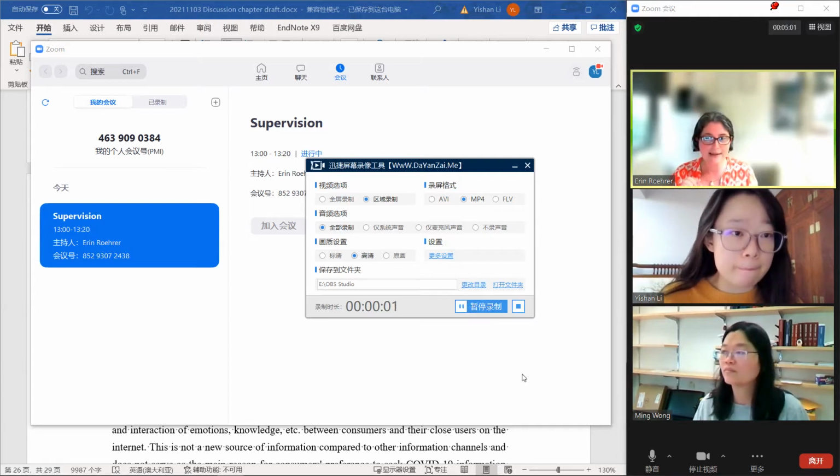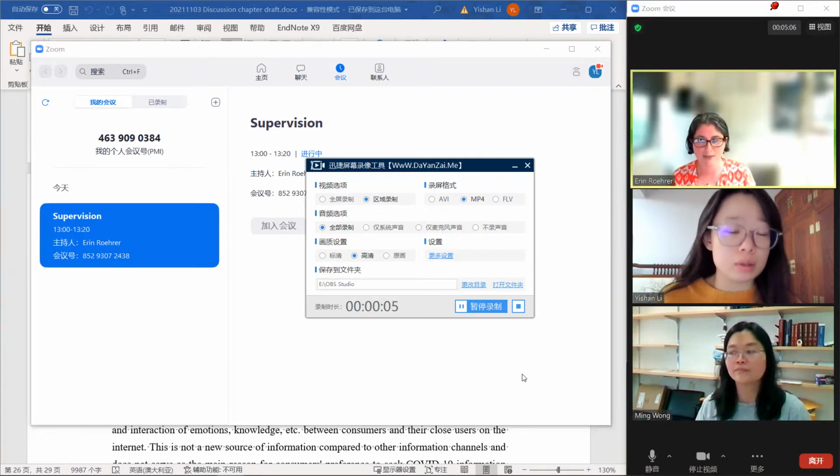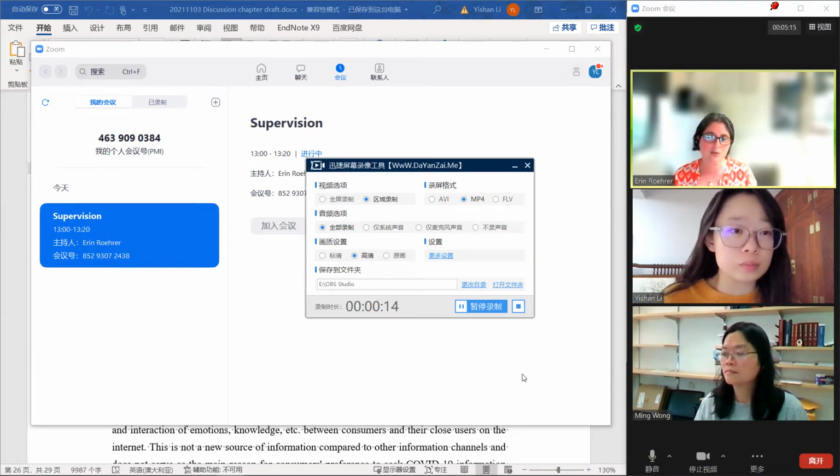The main thing that sticks out is there's not a lot of references supporting statements you've made in your chapter. That's the biggest thing, and that's the thing that the assessors will also pick up.